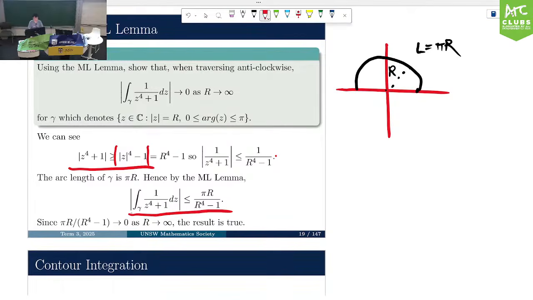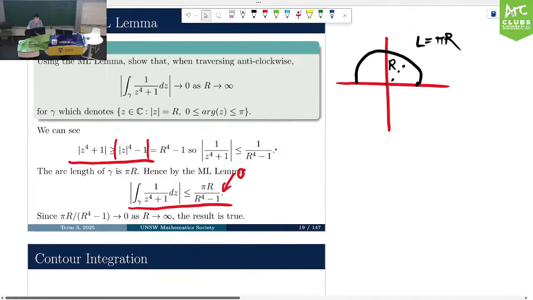And since we can make r arbitrary, like we did not specify r in any of the things we did before, right? So we can make r any number. If we make r very, very large, this thing approaches 0 from what we have learned in 1a. So this integral must also approach 0. So yeah, that's how we can apply the ML lemma.